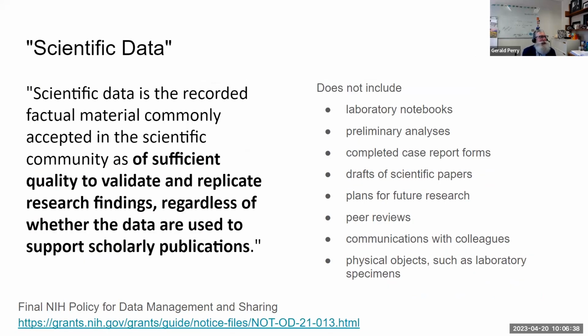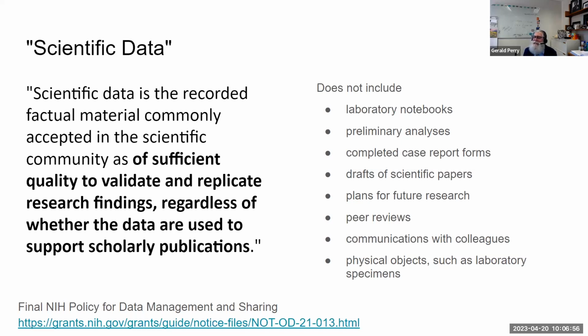So what is scientific data? Scientific data is, of course, the recorded factual material commonly accepted in the scientific community of sufficient quality to validate and replicate research findings, regardless of whether the data are used to support scholarly communications.